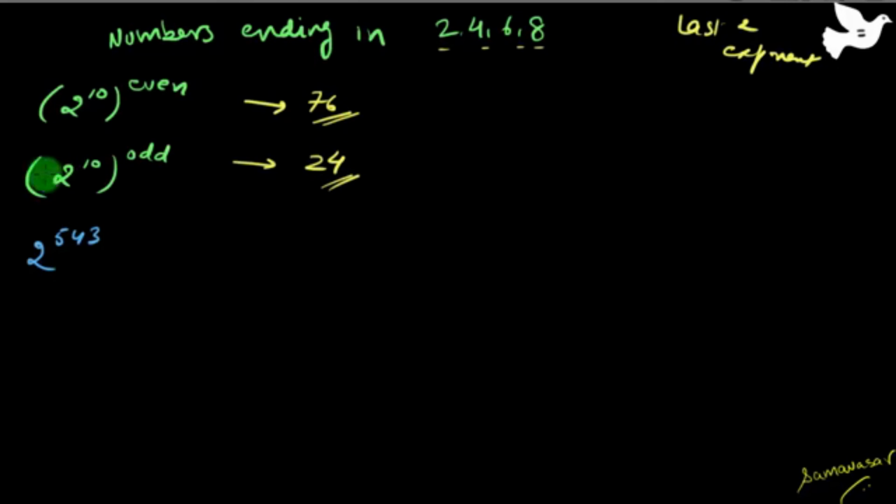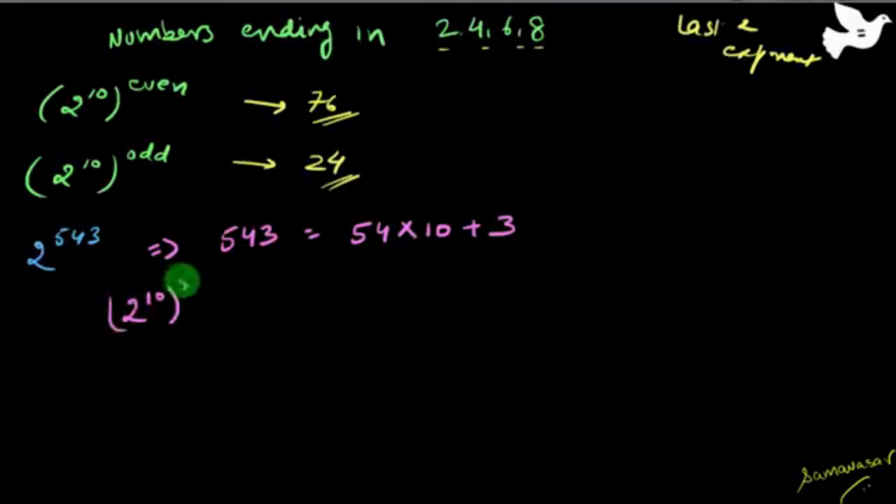So I'll take an example. Let us say I have 2 raised to the power 543. Now this I can write as 2 raised to 543, and see, it's raised to the power 10. So I have to write this as some multiplication of 10 plus something. So this will be 54 into 10 plus 3. Now when I open this, I'll get 2 raised to power 10 raised to power 54 multiplied by 2 raised to power 3. You should be easily able to get this expression. If not, then you need to revise your exponents a little bit.